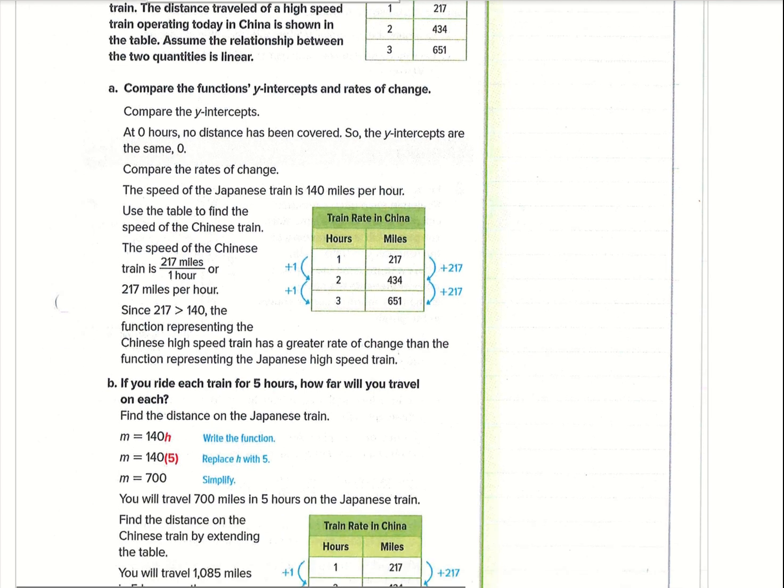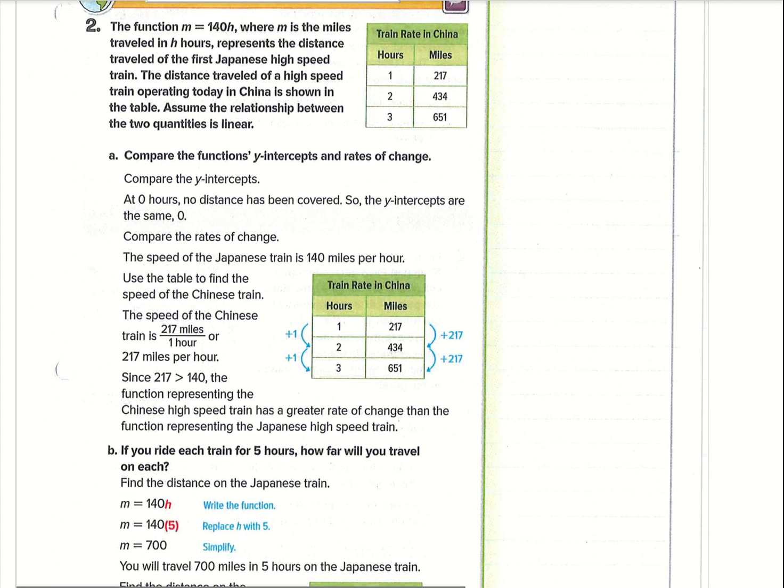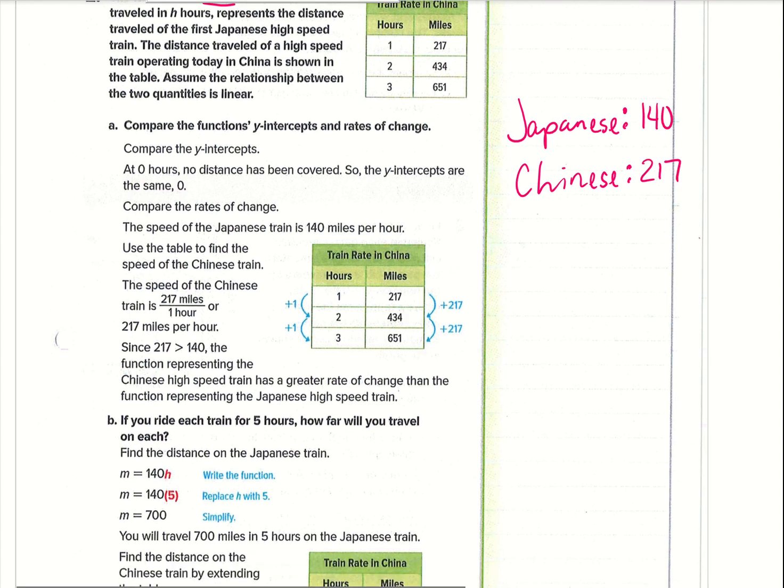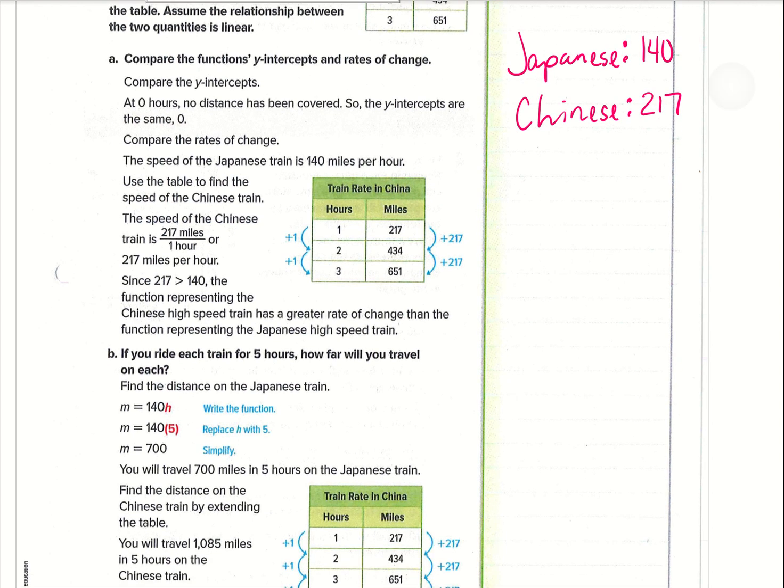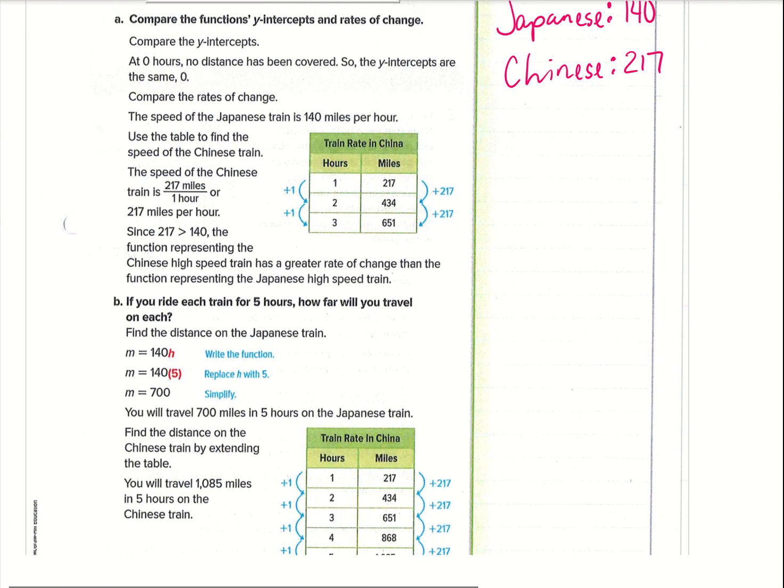Then they look at the rates of change. Rate of change is the same thing as slope. So that means the rate of change for the Japanese train is 140, and the rate of change for the Chinese train would be 217, as you see down here. And that's pretty much it for that.